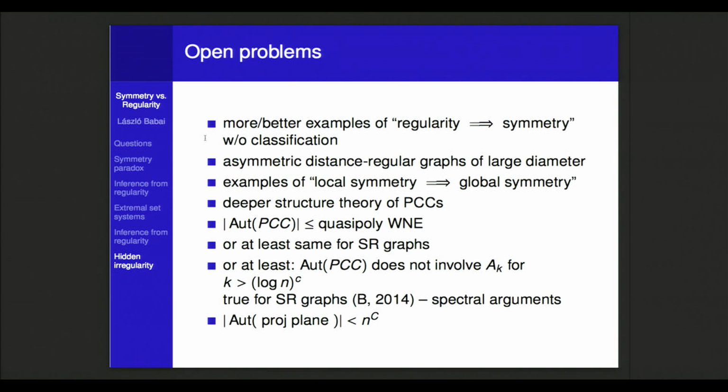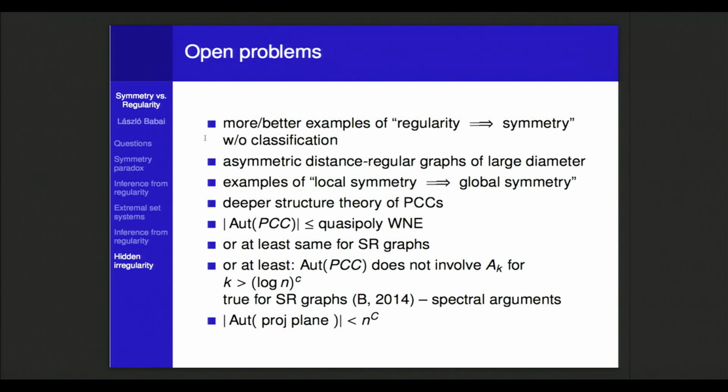What one can prove is that its automorphism group does not involve an alternating group of which the degree is more than log squared. In fact, even more than Constantine's log. So what we can prove is that with these two exceptions where huge alternating groups are involved in the automorphism group, all the other strongly regular graphs have only tiny alternating groups involved.